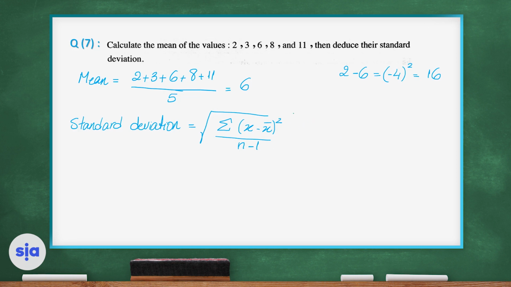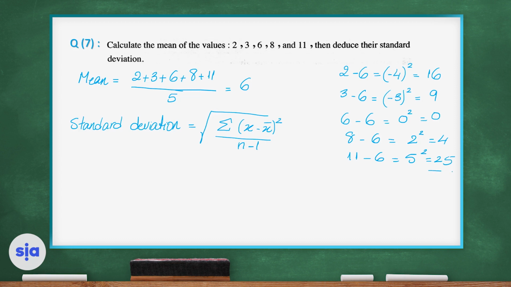The second one, it's 3 minus 6 equals negative 3. We square it, equals 9. The 6 minus the 6 equals 0. We square it, it's 0. After that, the 8 minus the 6 is 2. We square it, it's 4. The 11 minus the 6 is 5. We square it, it's equal to 25.